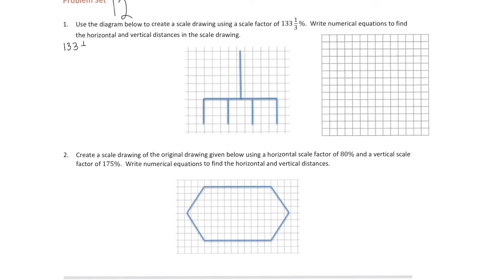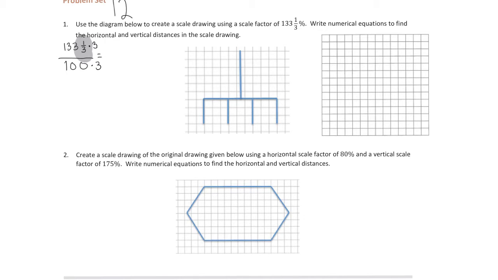133 1/3%, we need to change this to a whole value. But first, let's think about percent. What does percent mean? Well, we know that percent means out of 100. So when we write this percent in fraction form, technically we have 133 1/3 over 100. Now to get these to be whole numbers, what we're going to do is multiply 1/3 by its reciprocal. The reciprocal of 1/3 is going to be 3. So we're going to multiply our top by 3 and our bottom by 3.